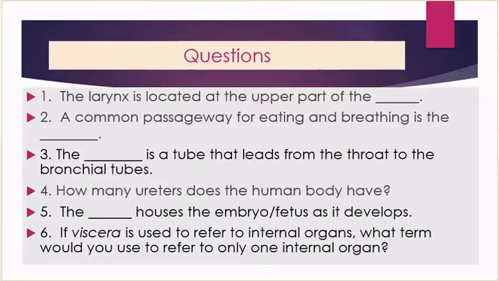Number 1, the larynx is located at the upper part of the blank. Number 2, a common passageway for eating and breathing is the blank. Number 3, the blank is a tube that leads from the throat to the bronchial tubes.